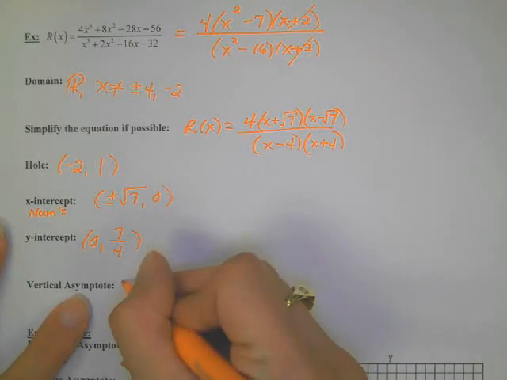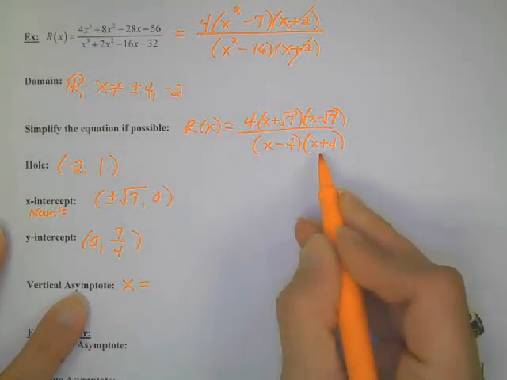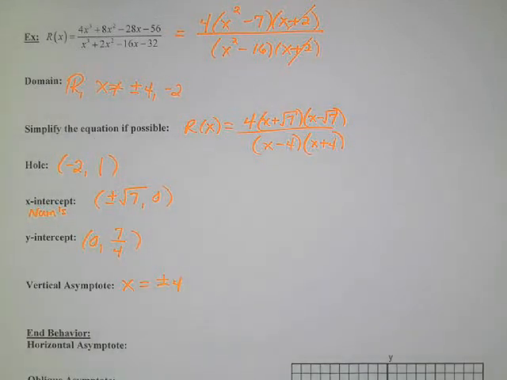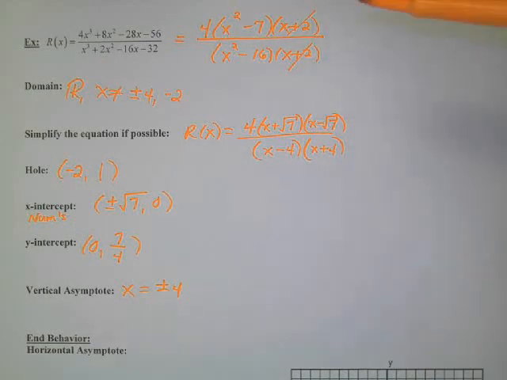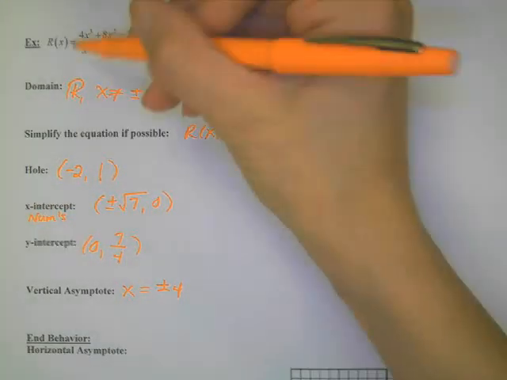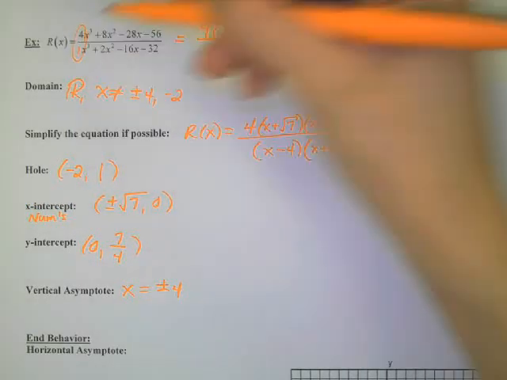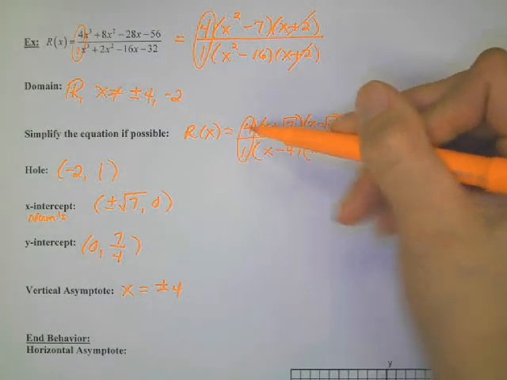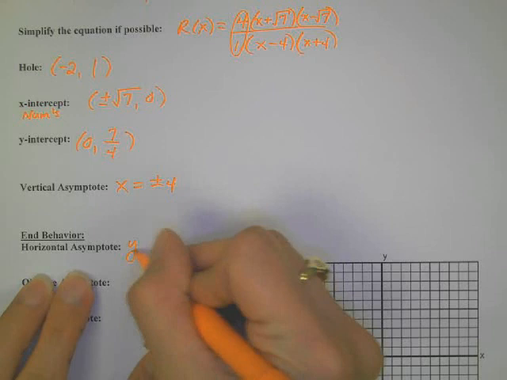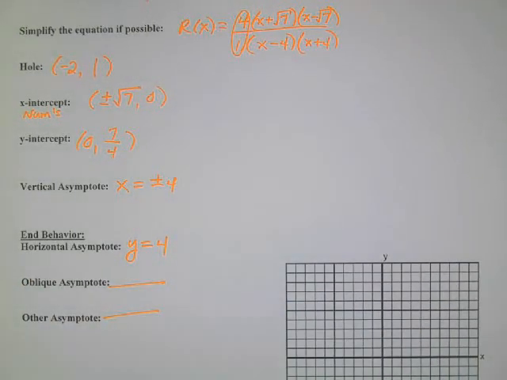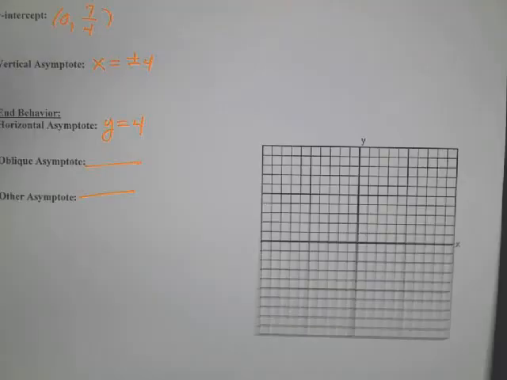The two x's that are left are vertical asymptotes. You've got plus and minus 4. And let's talk about end behavior. This equation has powers that are equal. So you can look at the original one. You can look at the simplified one, the totally simplified one, wherever you want to go. We have a horizontal asymptote at y equals 4. Nothing here, nothing here. Okay, let's go ahead and make a graph.